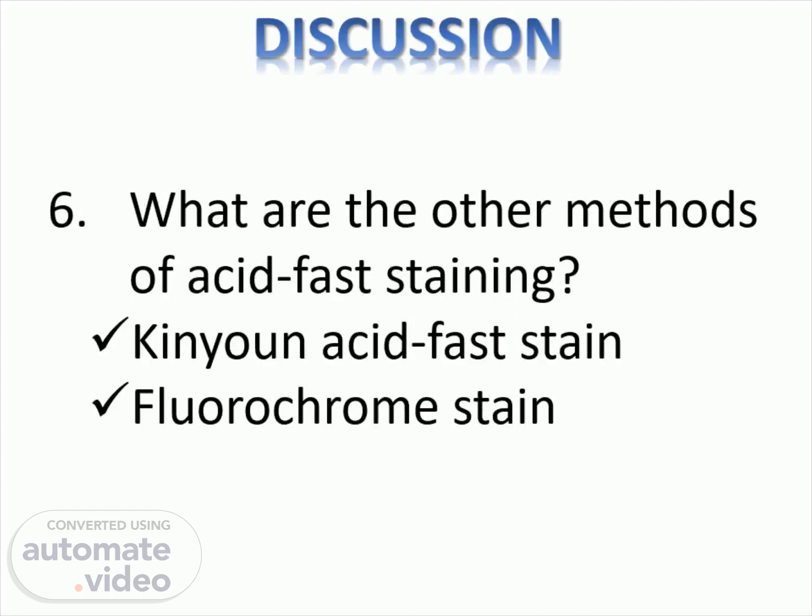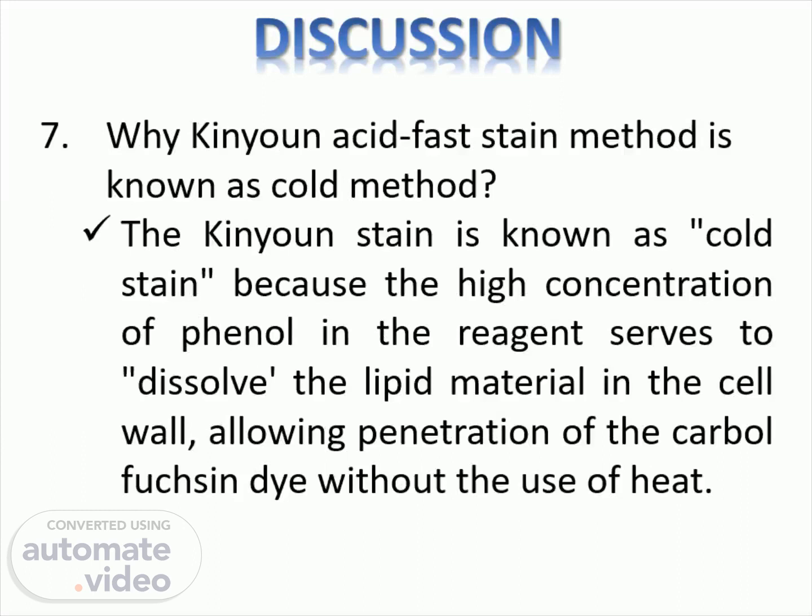What are the other methods of acid-fast staining? Quignon acid-fast stain. Fluorochrome stain. Why is the Quignon acid-fast stain method known as the cold method? The Quignon stain is known as a cold stain because the high concentration of phenol in the reagent serves to dissolve the lipid material in the cell wall, allowing penetration of the carbol fuchsine dye without the use of heat.